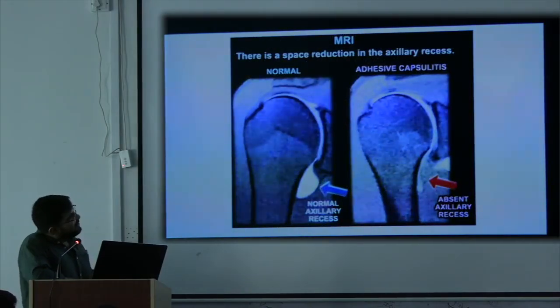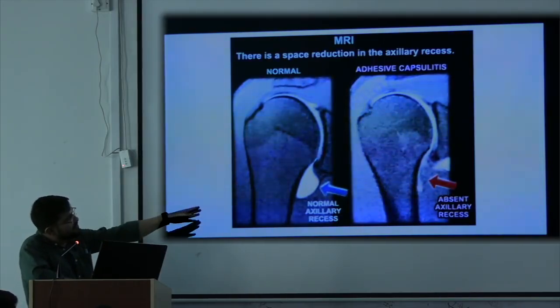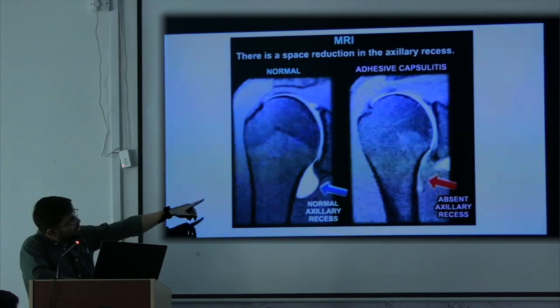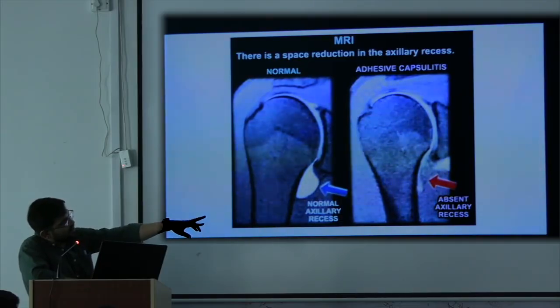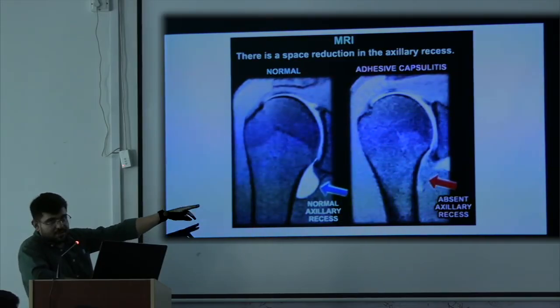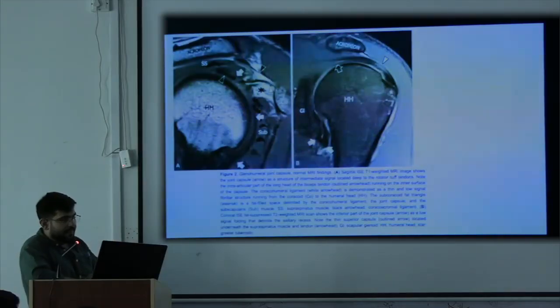Okay, so this is the MRI. There is a space reduction in the axillary recess. The left one is the normal. In the normal, you can see the whitish axillary recess, but in frozen shoulder, we can see an absent axillary recess because of obliteration. There is fibrosis. So these are the other MRI findings.